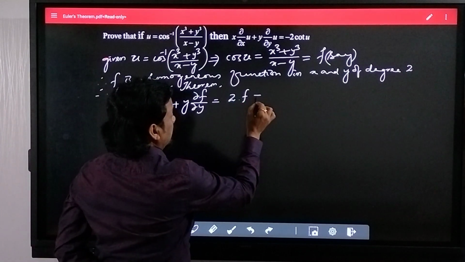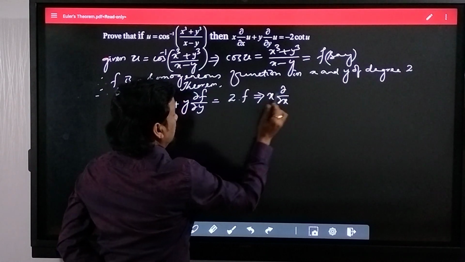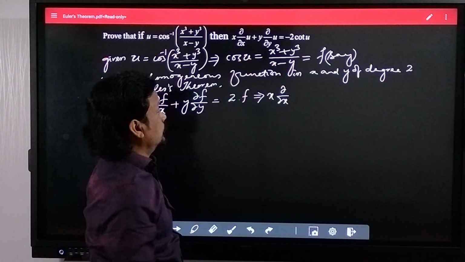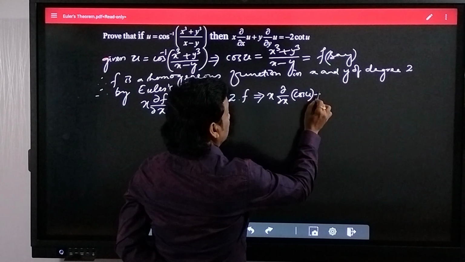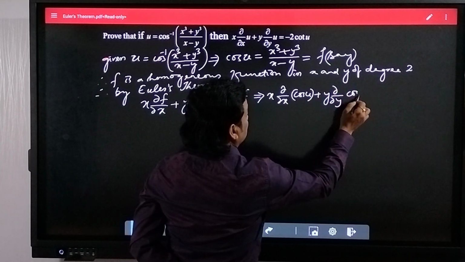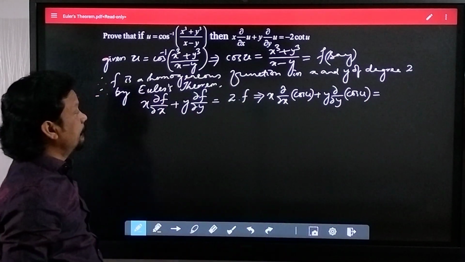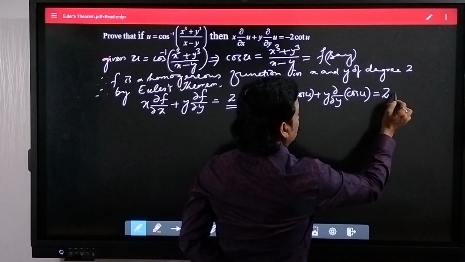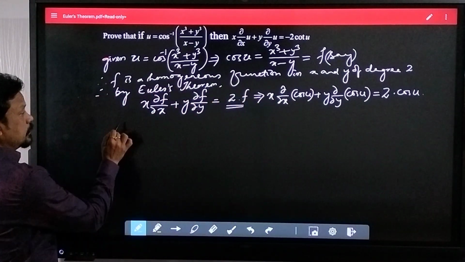So we can write, it implies x into del by del x of f. And here f is equal to cos u. So in place of f, I can write cos u, plus y into del by del y of cos u is equal to 2 into f, that means 2 into cos u. Okay.